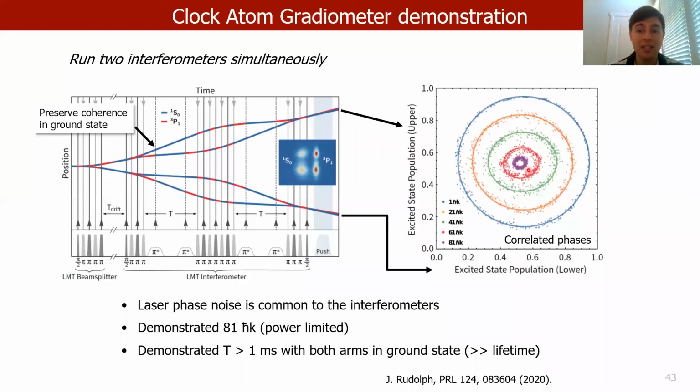The plot on the right is a parametric plot of the two interferometer phases, which demonstrates that the gradiometer is insensitive to the laser phase noise that was observed in the single interferometer. This work illustrates many of the techniques that will be used in future strontium interferometers, including gravitational wave detectors and mobile inertial sensors.